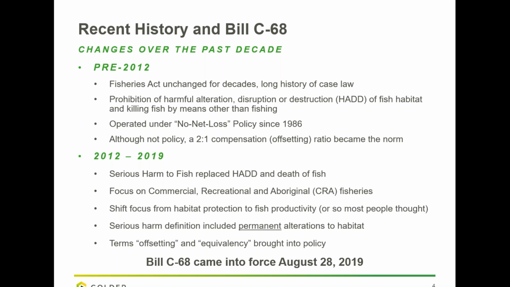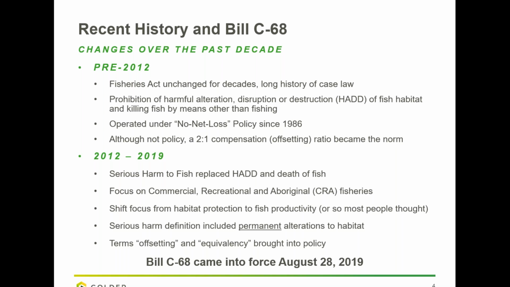So the first big change to the Act happened in 2012, where serious harm to fish replaced the HADD prohibition and the death of fish prohibition, and it was replaced by the single prohibition against the serious harm to fish. There was a focus on commercial, recreational, and Aboriginal fisheries, or CRA fisheries. There was a shift from habitat protection to fish productivity of these CRA species, and this was one of the main criticisms by a number of folks around the lost habitat protection provisions of the Act. And serious harm, the definition included a time component, and that it was permanent alterations or losses to habitat. So the potential for temporary alterations not being covered under the Act was another concern from some groups.